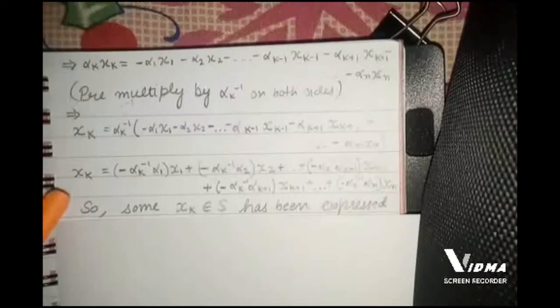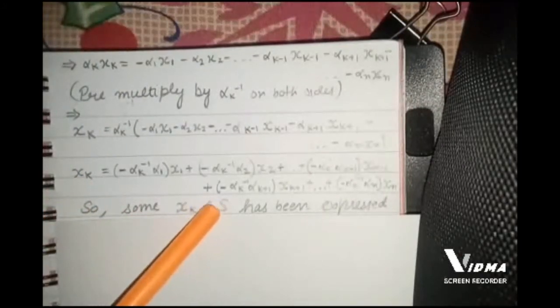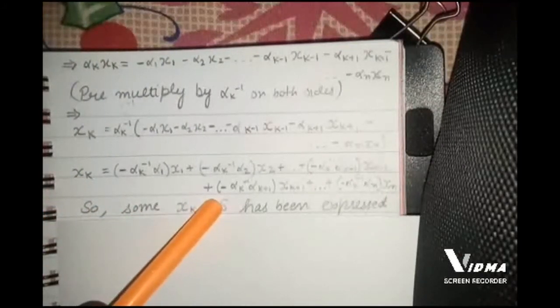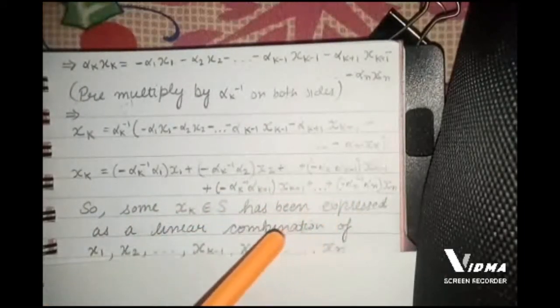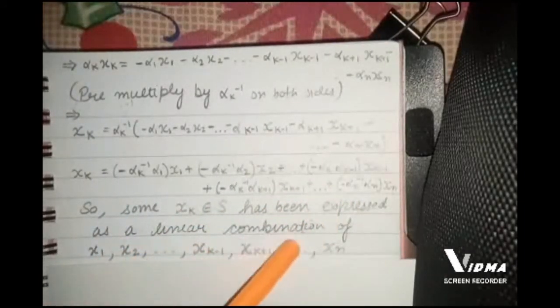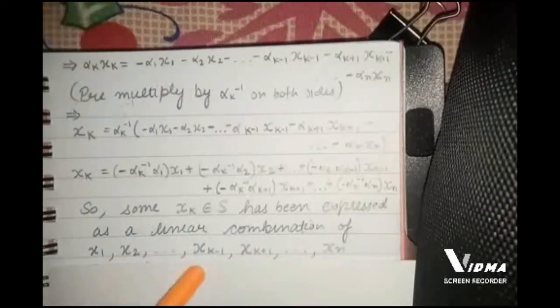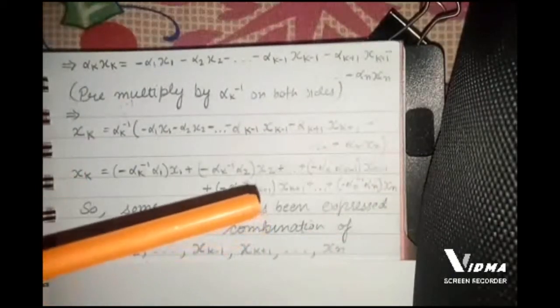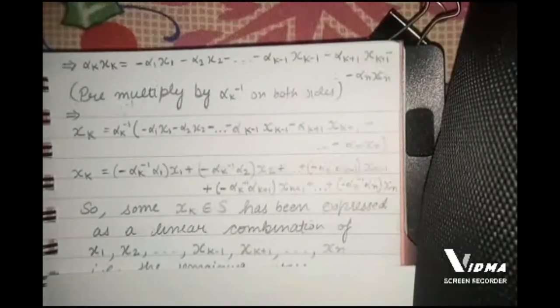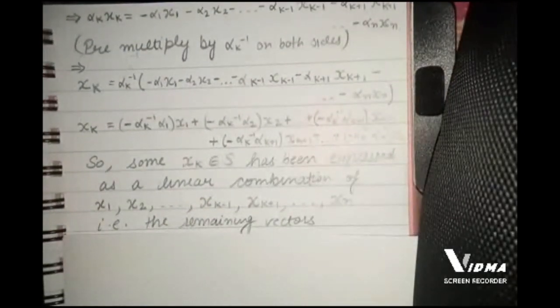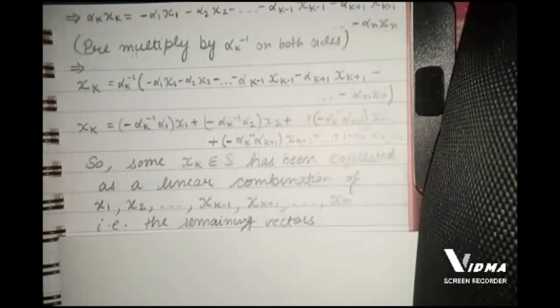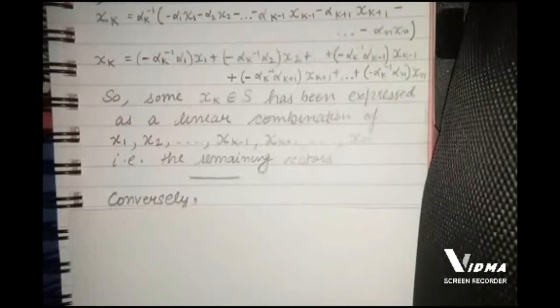So this means some xk, which is an element of S, as we have assumed earlier, has been expressed as a linear combination of x1, x2, and so on up to xn, which are nothing but the remaining elements of S. What does this mean? This means what we were to prove is done. So this was the tricky part. Now let's see the converse part.